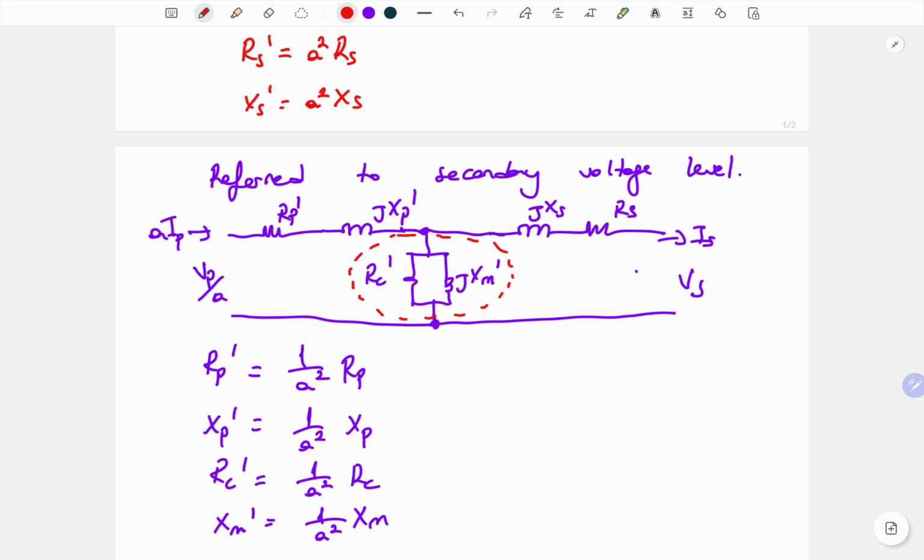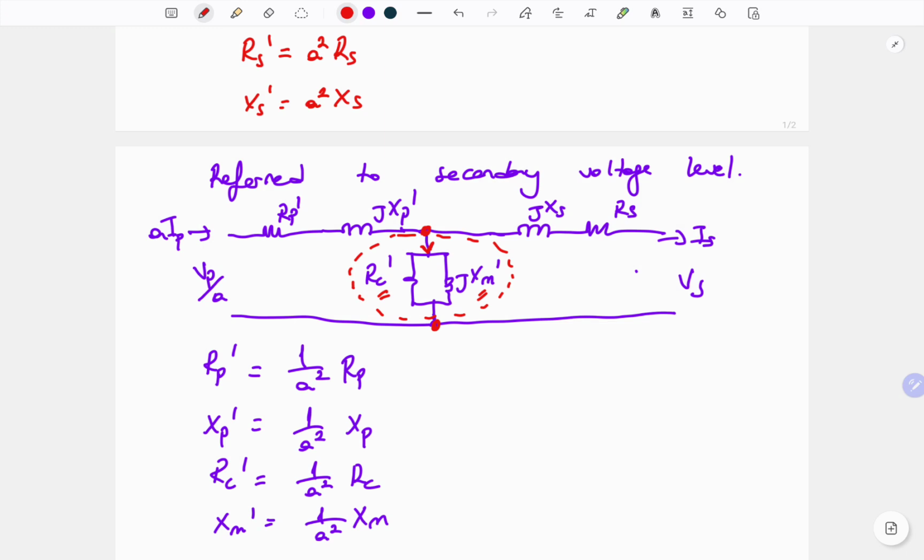But when we examine their values in real practical applications, Rc and Xm have very big values with respect to the series components Rp, Xp, Rs, and Xs. If their values are too big compared with the others, that means the current flowing through that branch will be very, very small compared to the other parts. So because of this, let's slide that excitation branch to a different point of the circuit.